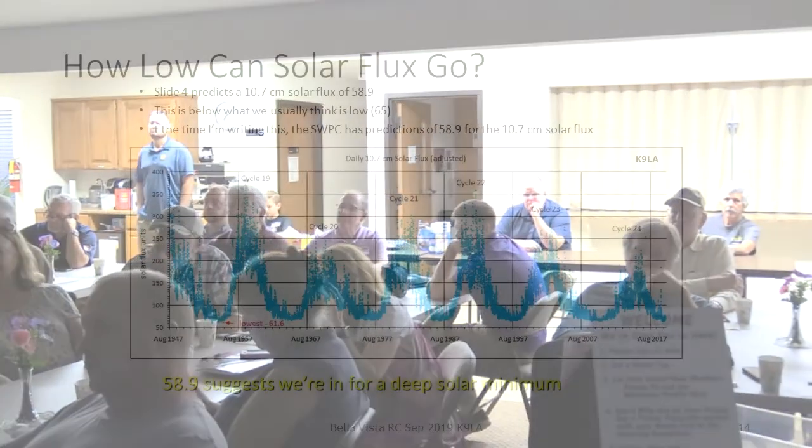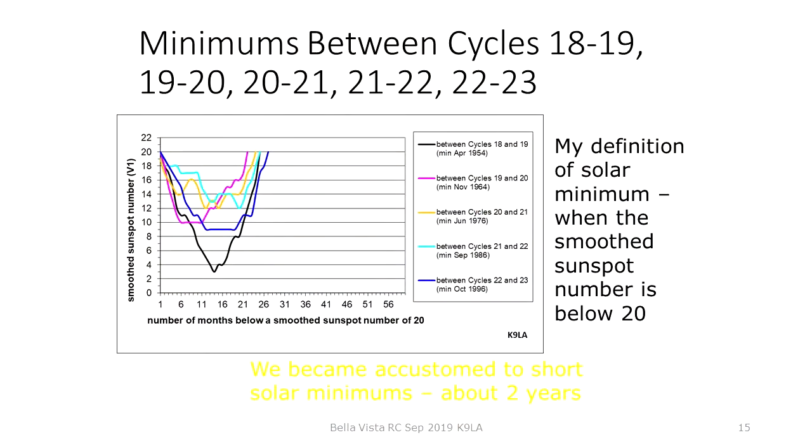So how long are we going to have a solar minimum here? Well, here's a picture of solar minimums between cycles 18 through 19, all the way up through 22 and 23. Now, the plot shows how many months the smooth sunspot number was below 20. And you can see that those 5 solar minimums only lasted about 2 years from when the smooth sunspot number went below 20 to when it ascended through 20 again.